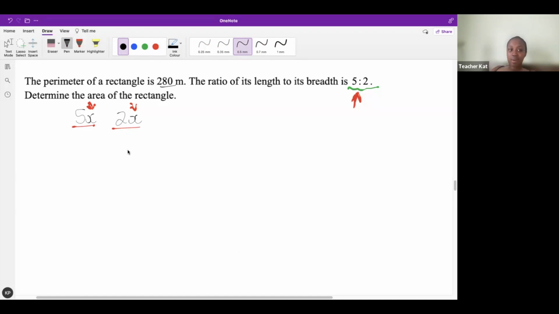So how many lengths am I adding and how many breadths am I adding for the perimeter? Remember, they told us the perimeter, right? How many lengths am I adding and how many breadths am I adding? 2. Thank you very much. So 5x for the first length plus 5x for the second length plus 2x plus 2x equals 280 meters. Do you understand why I made it equal to 280 meters? Is there anyone who doesn't understand that part?